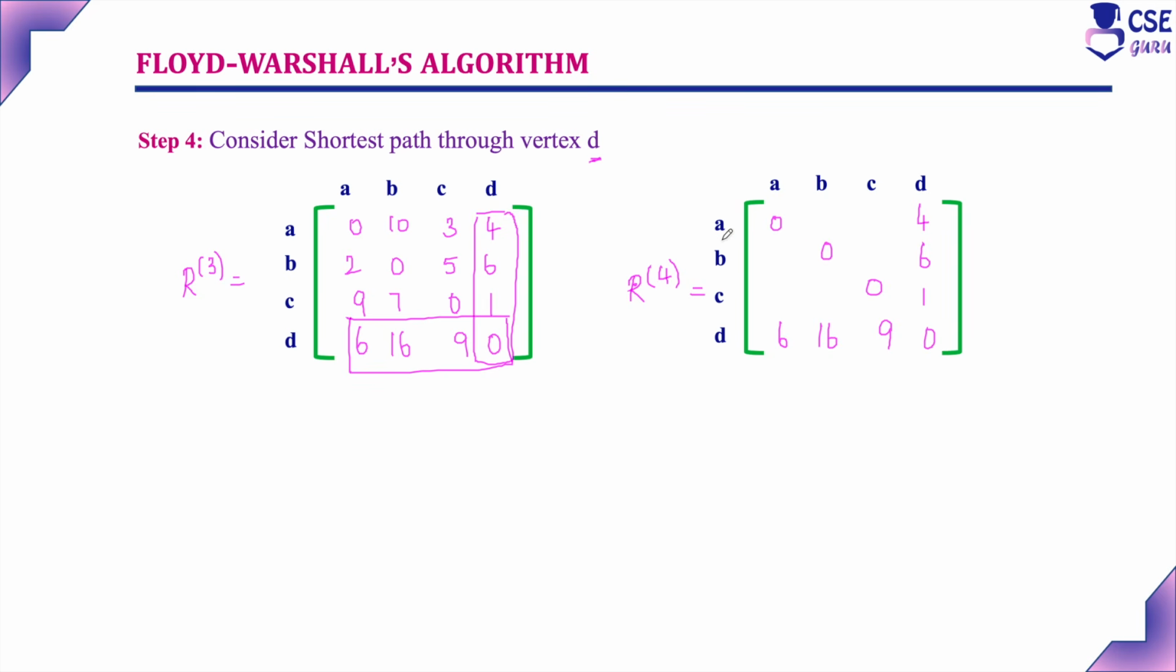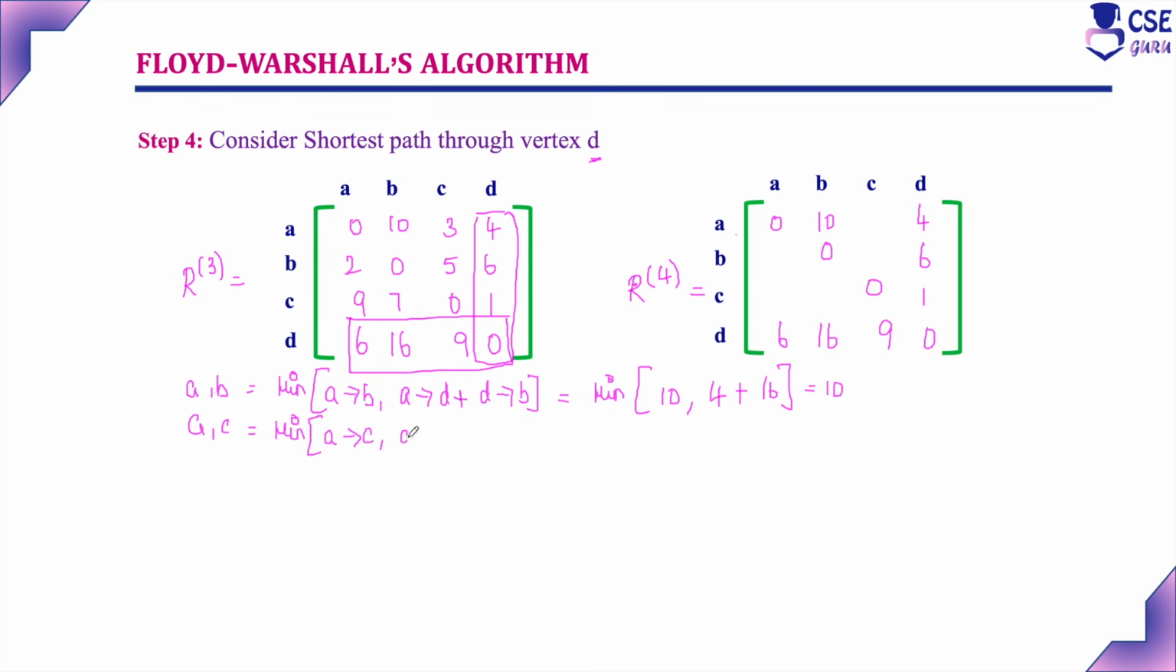So we need to find the shortest path for A to B. Minimum of A to B, comma, through the vertex D, so A to D plus D to B. A to B is already 10, and A to D is 4 plus D to B is 16. So which one is minimum? 10 is minimum. Next, A to C. Minimum of A to C through the vertex D, so A to D plus D to C. A to C is already 3.